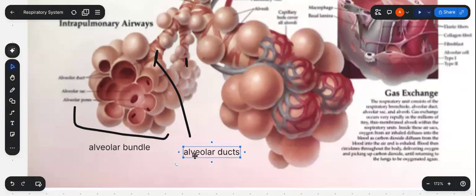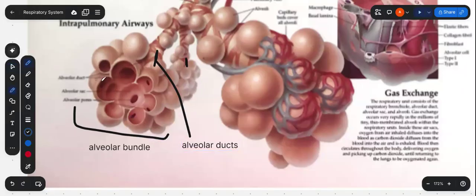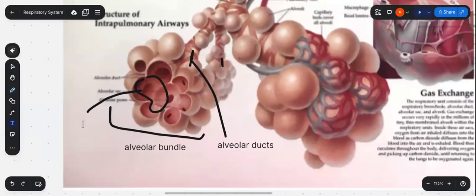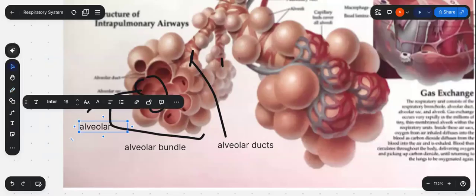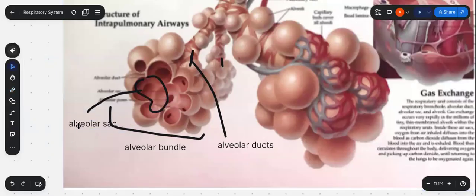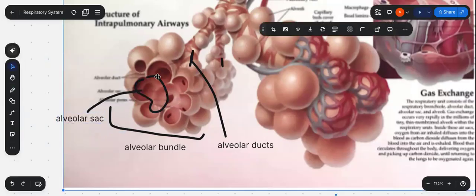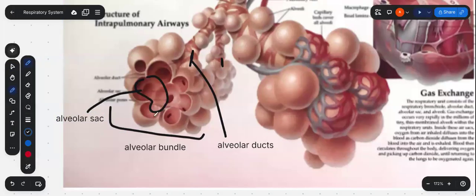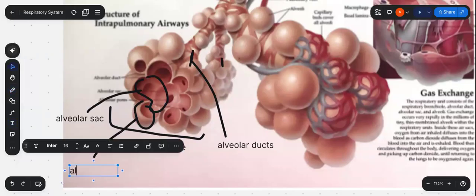You might have also heard of the term alveolar sac. Alveolar sac just refers to the inside of the alveolar bundle where the oxygen is. So that would be considered your alveolar sac, where it shows a cross section of the inside of an alveolar bundle. And then each one of these circles, or I like to think of them as a single grape in a whole grape cluster. So the single grape would be the alveoli, like so.